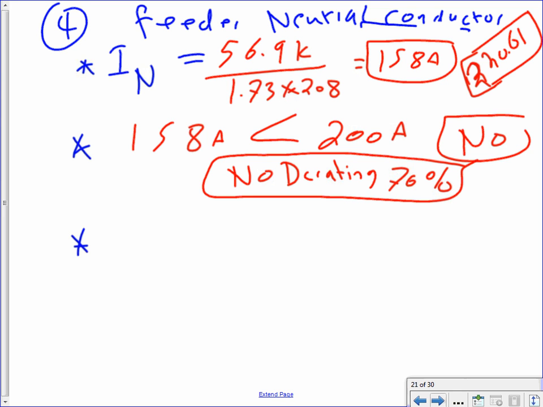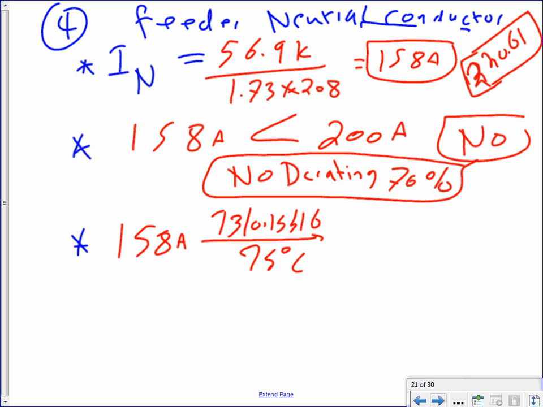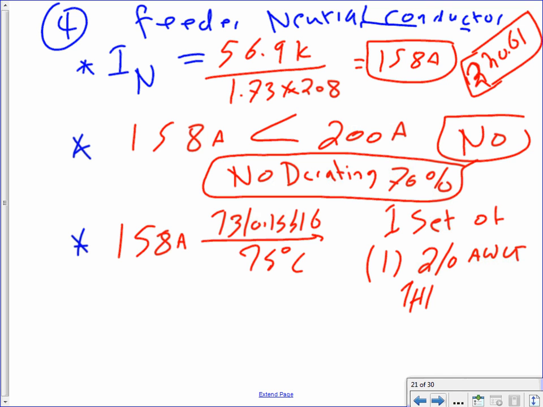Then, gentlemen, you're going to take 158 amps. You're going to take it to table 310.15(B)(16), 75-degree column. You're going to have, again, one set of one conductor, 2-aught AWG THHN. One set of conductor.